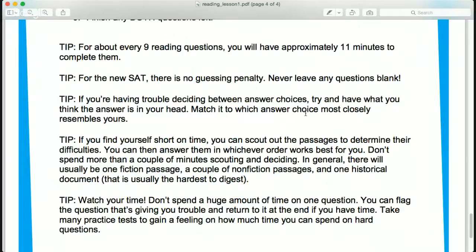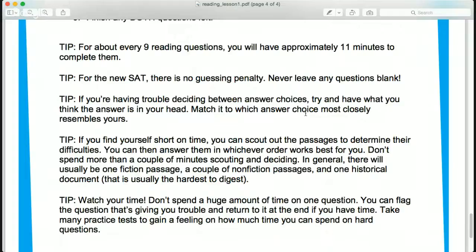If you're having trouble deciding between answer choices, try to have what you think the answer is in your head. Match it to whatever answer choice most closely resembles yours. So basically, just answer the question without looking at the answer choices, and then see which one matches.